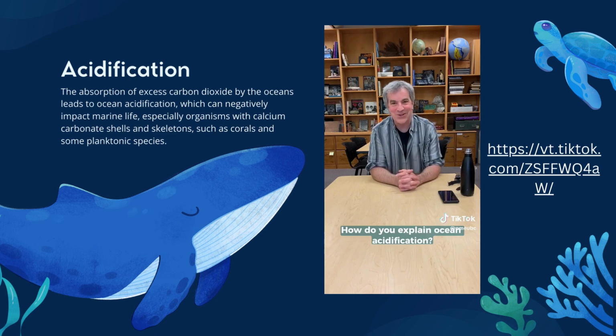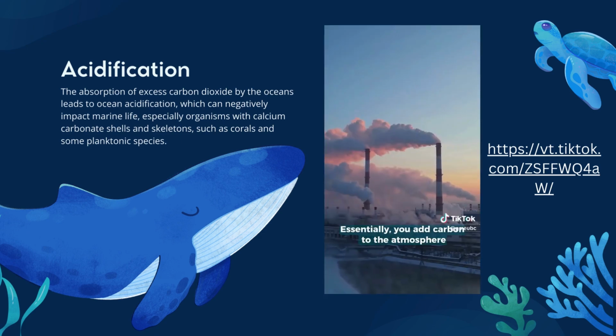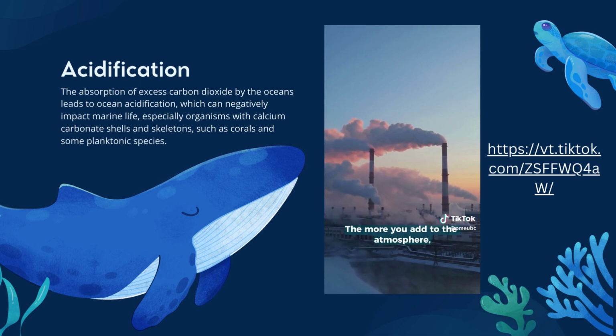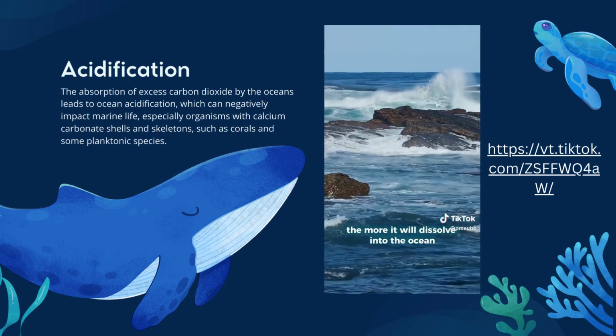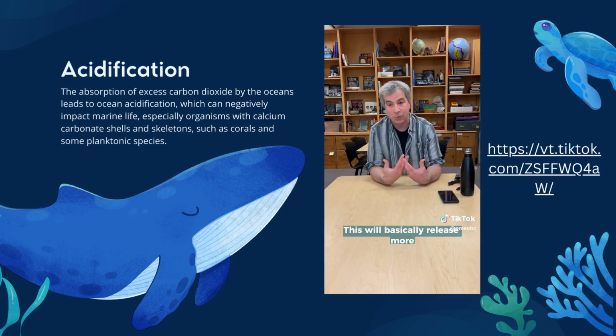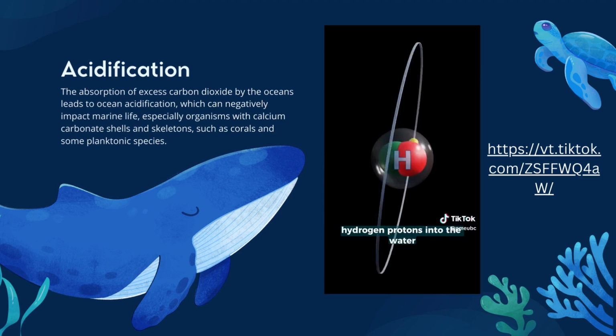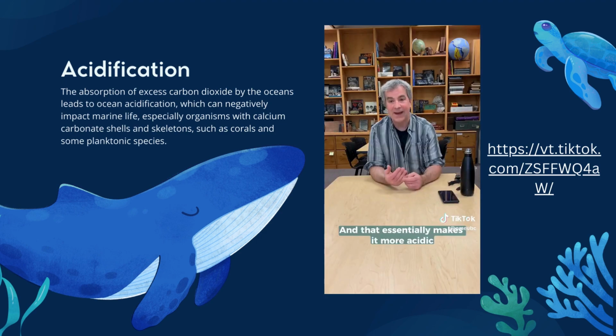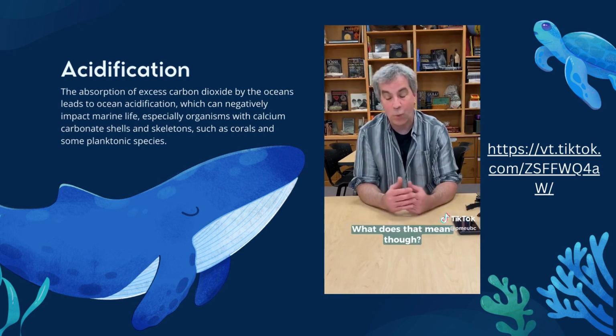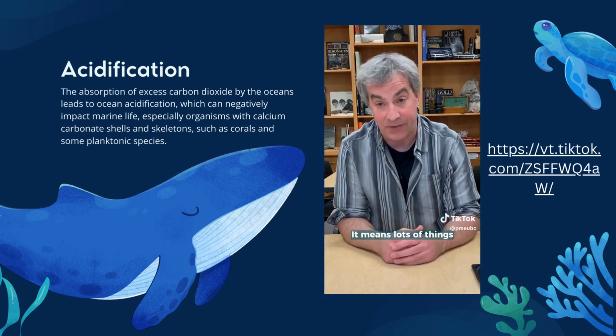How do you explain ocean acidification? Essentially, you add carbon to the atmosphere. The more you add to the atmosphere, the more will dissolve into the ocean. This will basically release more hydrogen protons into the water, and that essentially makes it more acidic. What does that mean, though? It means lots of things.